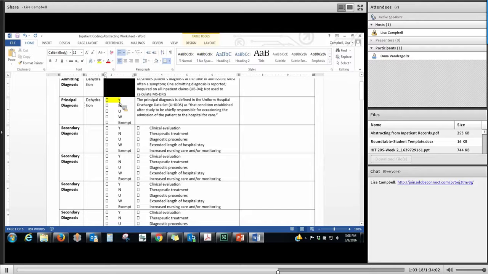Now, if you notice, for POA indicators, I have to choose between Y, N, U, W, and exempt. Again, if you have not read Chapter 3, you have to read Chapter 3 before you can do what you're being asked to do in the roundtable. Also, you have to read the POA indicator guidelines. In fact, in our week 3 lecture we're going to have a POA challenge where I'll give you scenarios and you determine if the condition was present on admission.